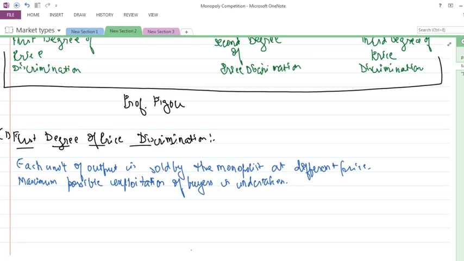In this case, the monopolist will not allow any type of consumer surplus to the consumer. The price discrimination of the first degree can be understood with the help of this figure, which I am presenting now.